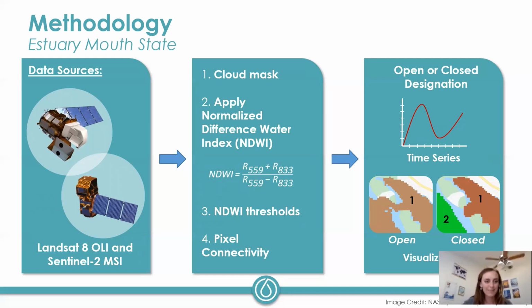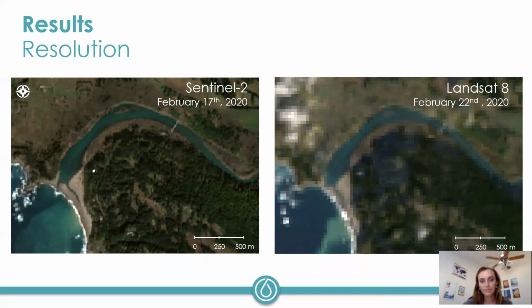Next slide, please. All right, so now that we've run through all of our methods, we can start to chat about our results. One of our big results early on was that Landsat 8 imagery was perhaps a bit too coarse for our purposes, especially for smaller estuaries. This is an example of both a Sentinel-2 and a Landsat 8 image from days in February, pretty close to each other. What we see is that the berm in the Landsat 8 image on the right is represented by only 1 or 2 pixels at the thinnest points.